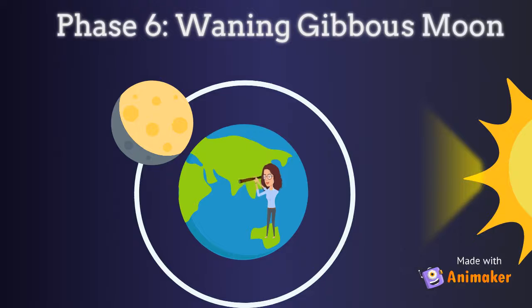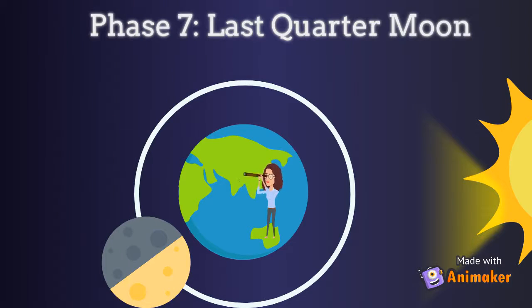The sixth phase is called a waning gibbous moon. Recall that the sunlight decreases. It is called wanes. A waning gibbous moon means less than half of the sunlight portion of the moon is visible from Earth.